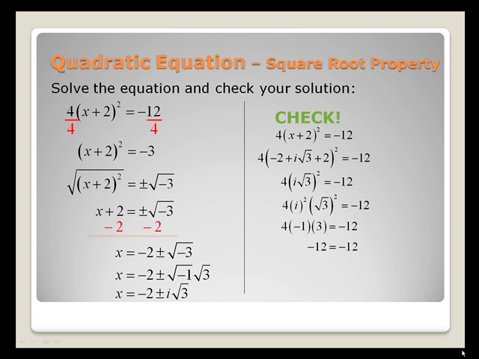Remember, there's also another solution, negative 2 minus i square root of 3, and you can check that in a similar way. I'll leave those steps to you. Okay, what we find is that x equals negative 2 plus or minus i square root of 3 truly is our solution.